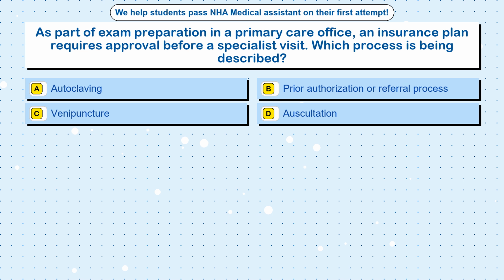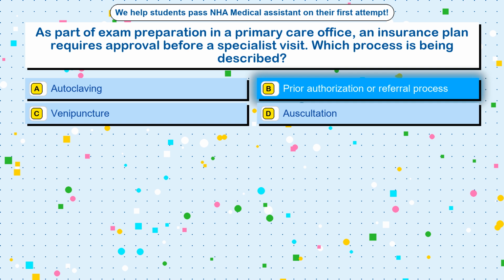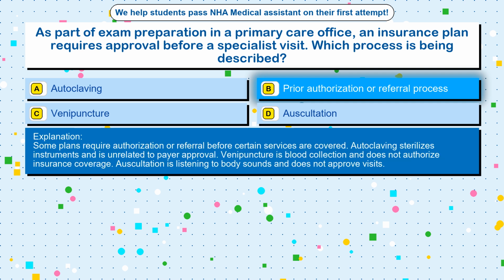Option B, prior authorization or referral process. Option C, venipuncture. Option D, auscultation. The correct answer is option B, prior authorization or referral process. Some plans require authorization or referral before certain services are covered.